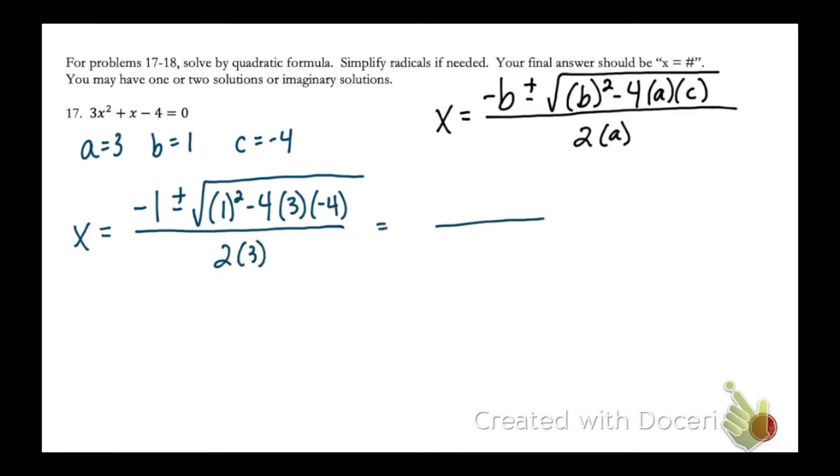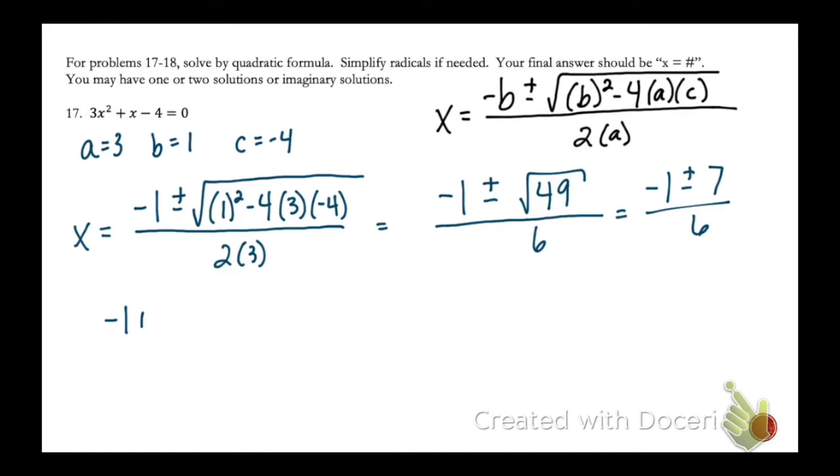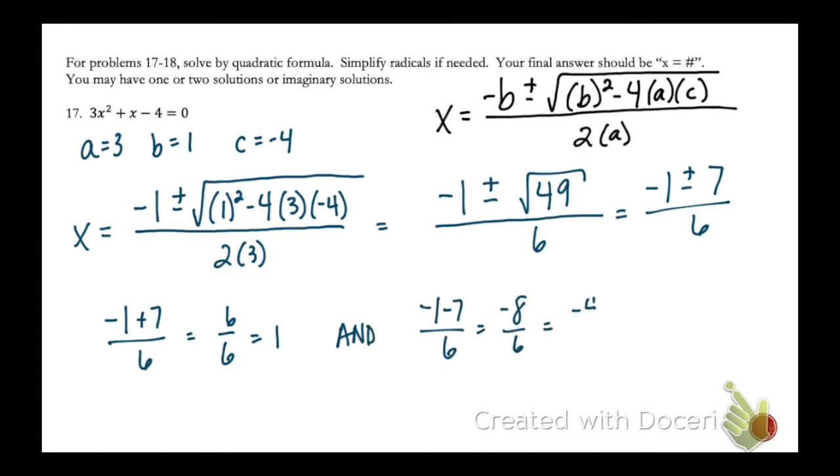I'm going to start by simplifying inside the radical, and I get 49. Then I'm taking the square root of 49, which is 7. Now, since I don't have any radicals left, I have two problems to write out. One of them is -1 plus 7 over 6, which gives me 1. The other one is -1 minus 7 over 6, which gives me -4/3. So those are my two answers.